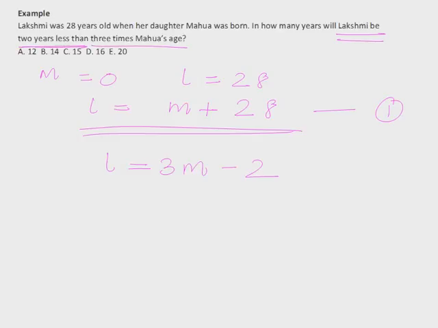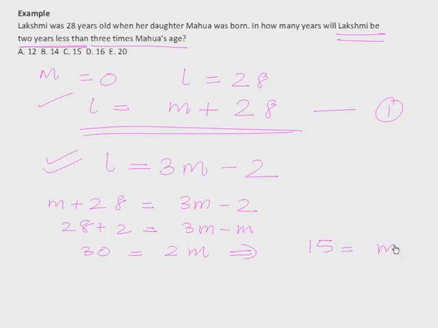We know that Lakshmi is always equal to m plus 28. And we want Lakshmi to equal 3m minus 2. So both are L equal to something. I get rid of the L and equate the two expressions in m. So I can take the m on the right side and the minus 2 to the left, and I'll get 28 plus 2 is equal to 3m minus m. That is 30 is equal to 2m, or 15 is equal to m. So it's telling me when Mahua is 15 years old, this is going to happen.